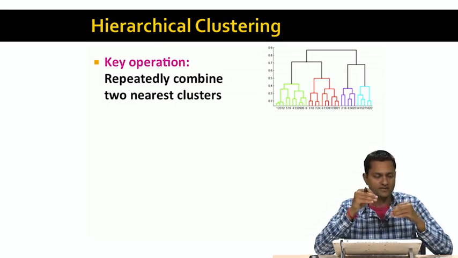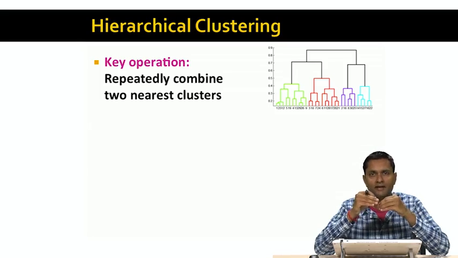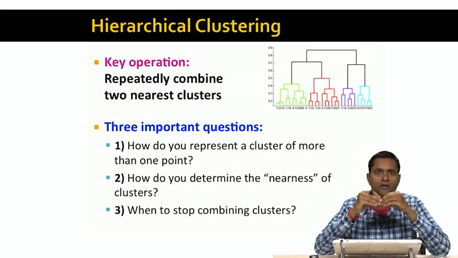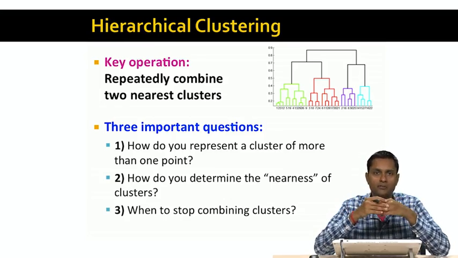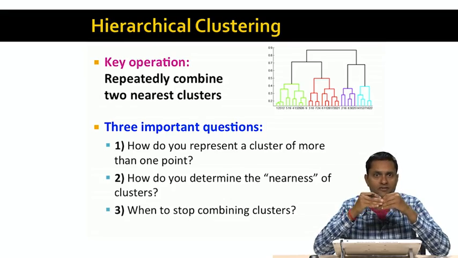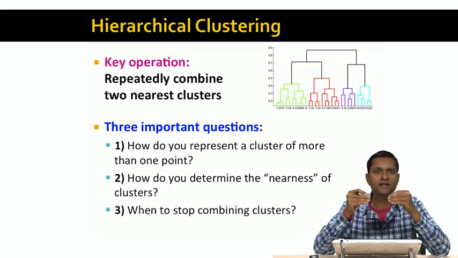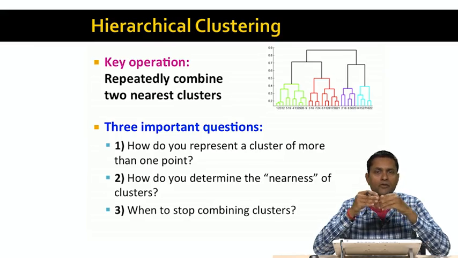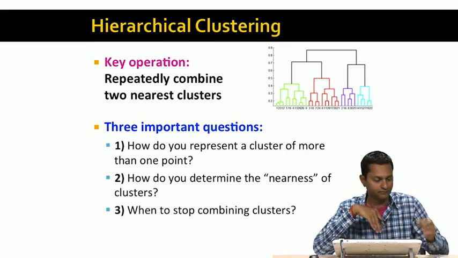There are three key questions that we have to answer in order to build a hierarchical clustering algorithm. Those three important questions are the following. How do you represent a cluster of more than one data point? We need a representation of a cluster so that we can figure out which clusters are close to each other. And that brings us to the second question, which is how do you determine the nearness of clusters so that we can combine the two nearest clusters? And the third question is, as we keep going along and combining clusters, when do you decide to stop and produce a final output? So we'll look at each of these three questions in turn.